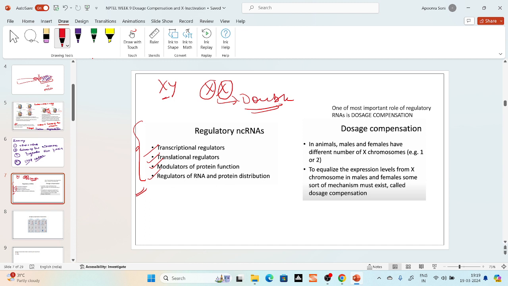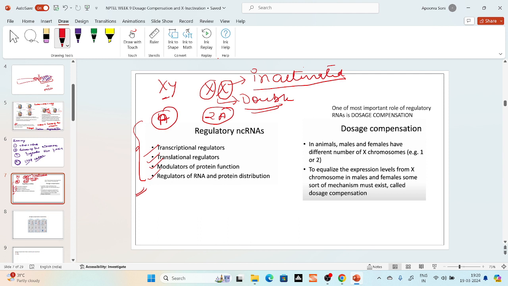If the level of expression from the X chromosome is, let's say, A, then here, since there are two X, it would be 2A. But this would create a problem, and this would create a difference in everything, because when the level of expression is different, then your metabolism, your phenotype, everything would be different. So to equalize the expression of X chromosome between males and females, one of the X chromosomes is inactivated. So to compensate for it, this X chromosome inactivation is known as dosage compensation.